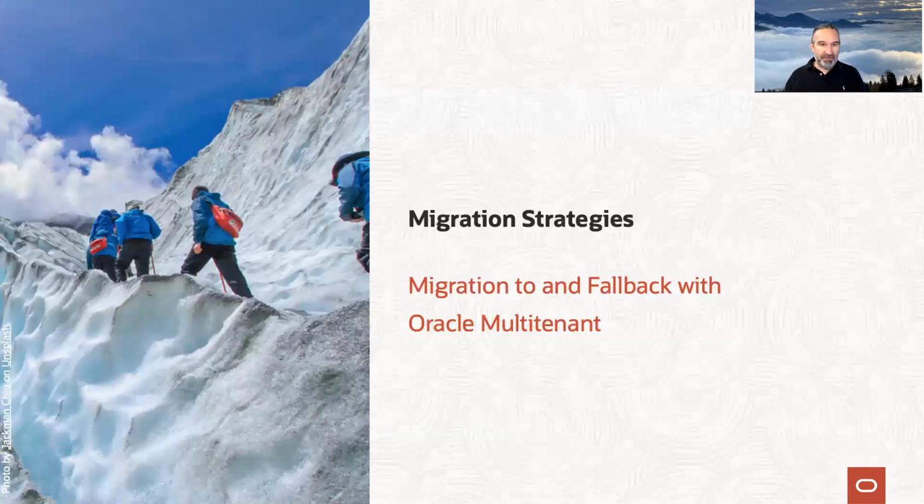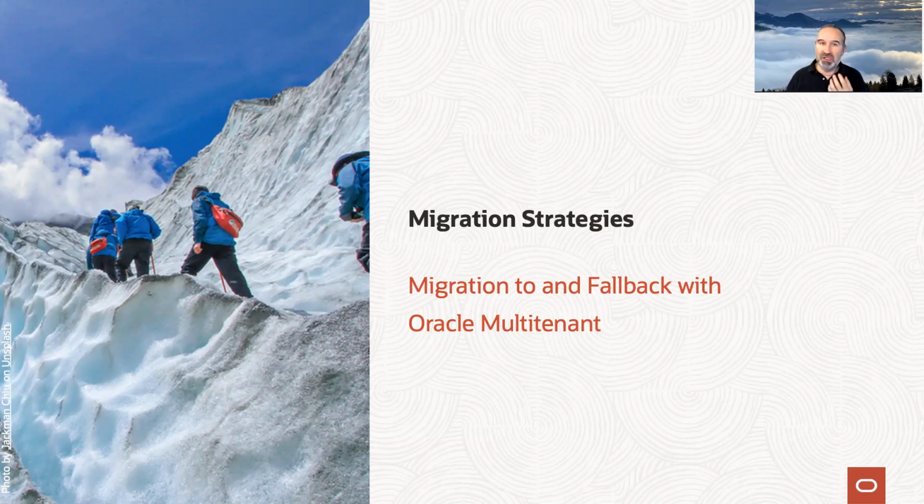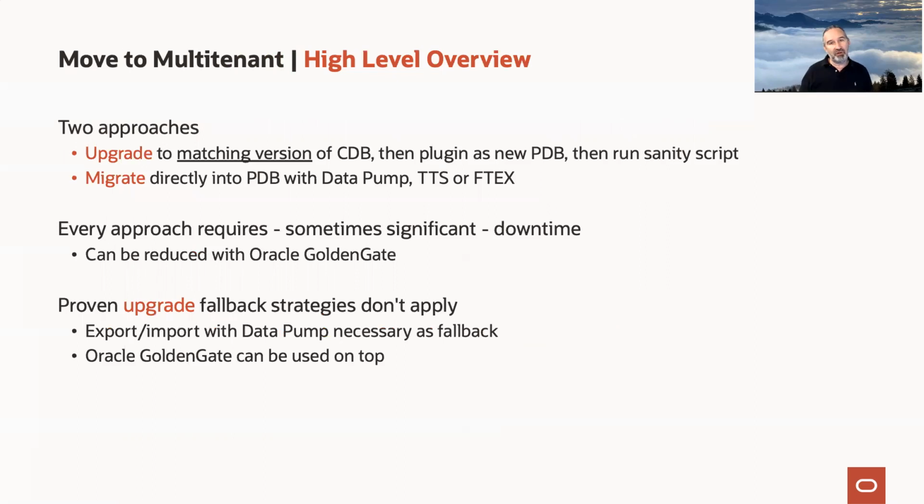Okay, this was the intro into multi-tenant. And now I would like to show you some thoughts about how to migrate and also how to fall back if necessary. So, a high-level overview at first. Two approaches. First of all, upgrade to the matching version is one option and then plug in as I showed you. Or second option, I showed it with full transportable export/import, migrate directly into the PDB, no upgrade necessary, and you're bound to fewer restrictions.